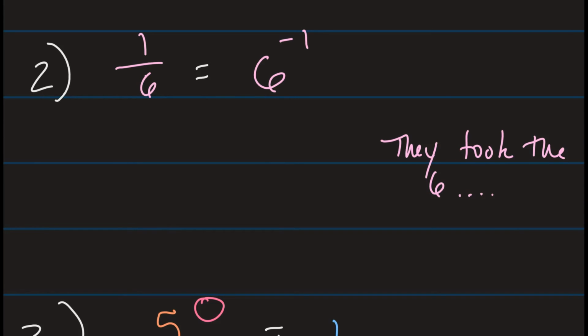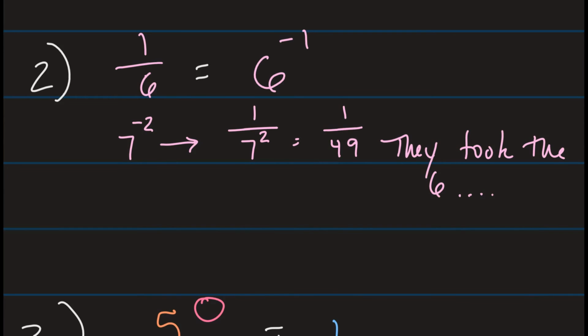Now let me try it again. Let's see here. 7 raised to the -2. In order to get rid of that negative, what you do is you take the base of 7, put it in the denominator, and now the exponent is the positive version. So we have 1 over 7 raised to positive 2. And 7 raised to the power of 2 is just 7 times 7, which is 49.